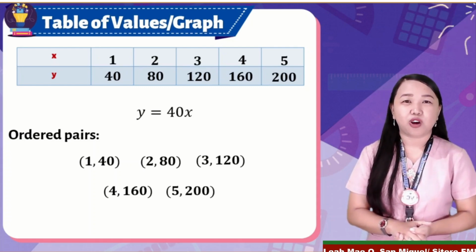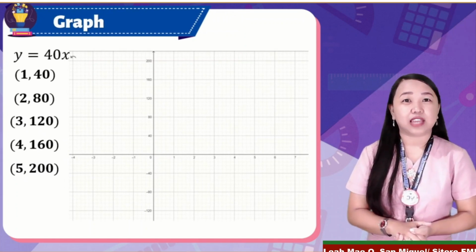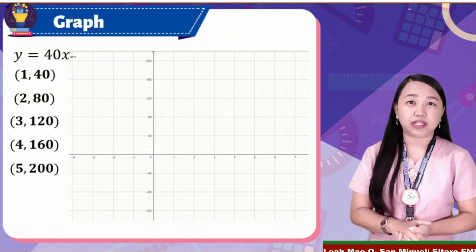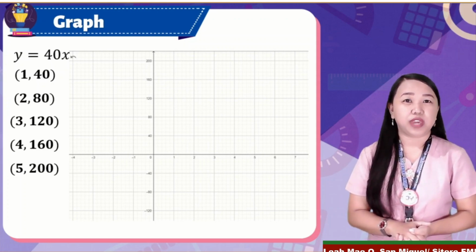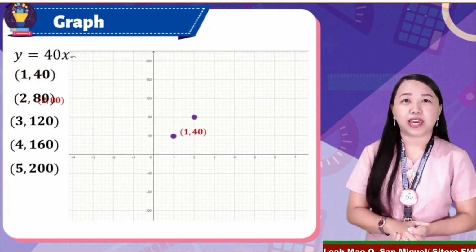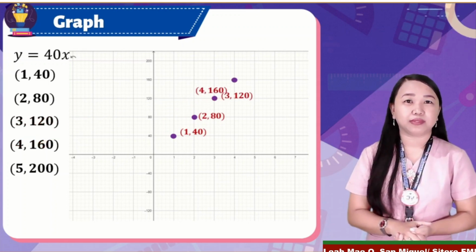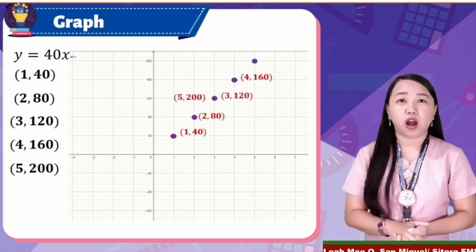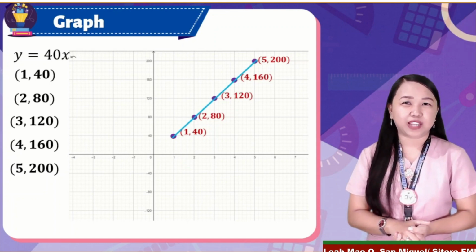Plot these points on a Cartesian plane. Here is the Cartesian plane. The interval in x-axis is 1, and the interval in y-axis is 40. We have (1, 40), (2, 80), (3, 120), followed by (4, 160), and lastly, (5, 200). Next, connect the points. What kind of line do you see?